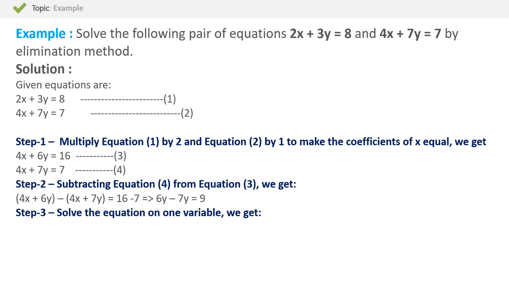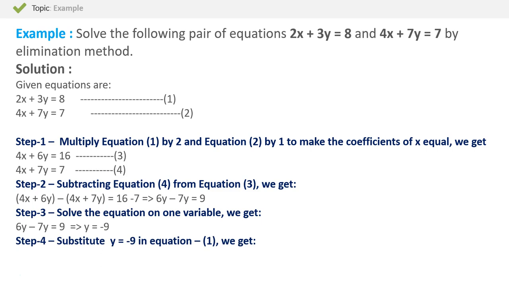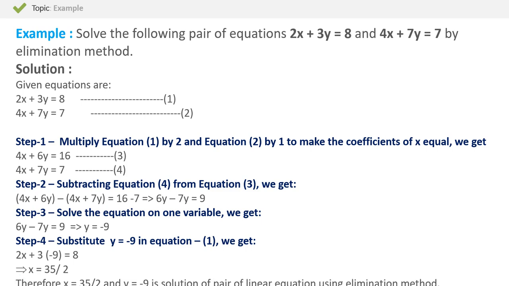Now we go to step 3 where we'll solve the equation in one variable, which is this 6y minus 7y equal to 9. And hence I'll get y equal to minus 9. Now if I substitute y equal to minus 9 in equation 1, what we get is 2x plus 3 multiplied by minus 9 equal to 8, which will give me x equal to 35 by 2. And hence now I have y equal to minus 9 and x equal to 35 by 2 as the solution for the pair of linear equations.